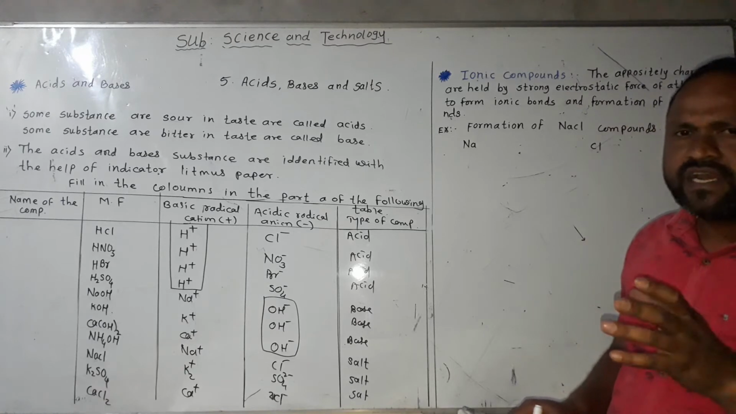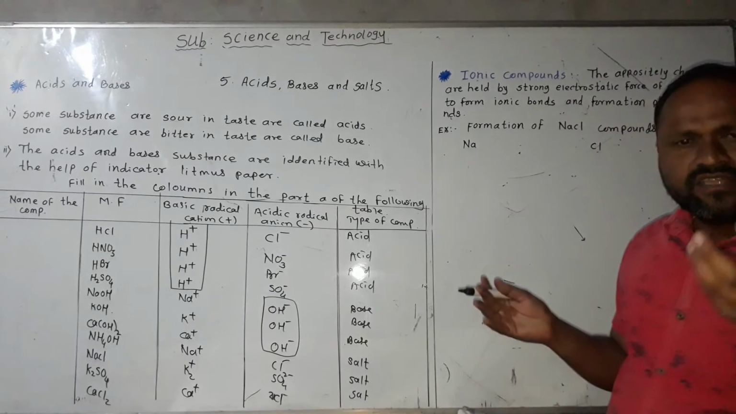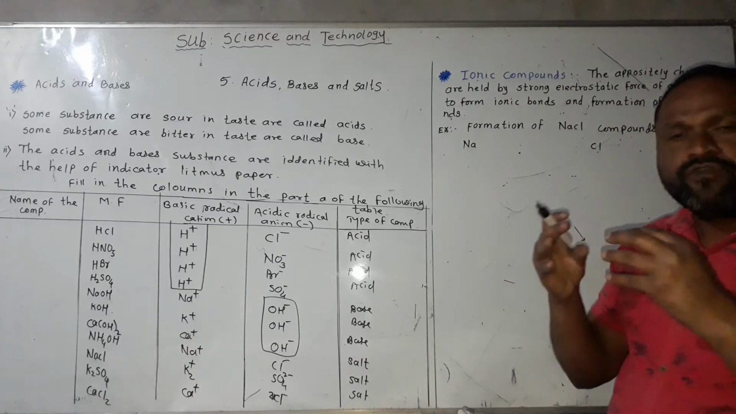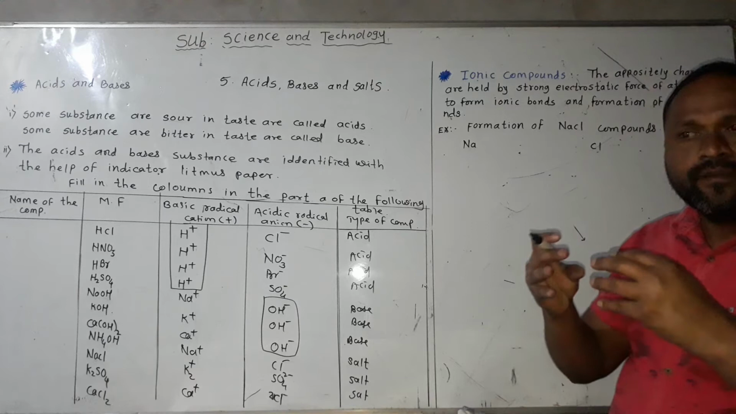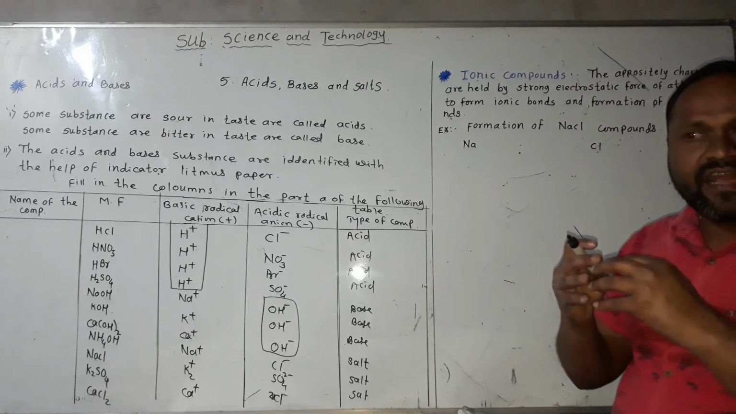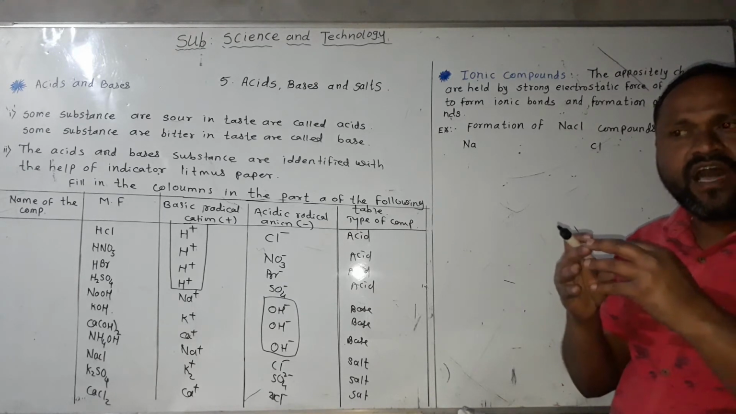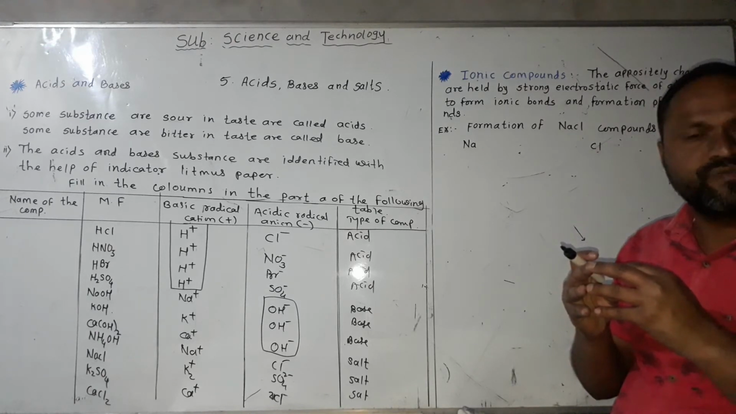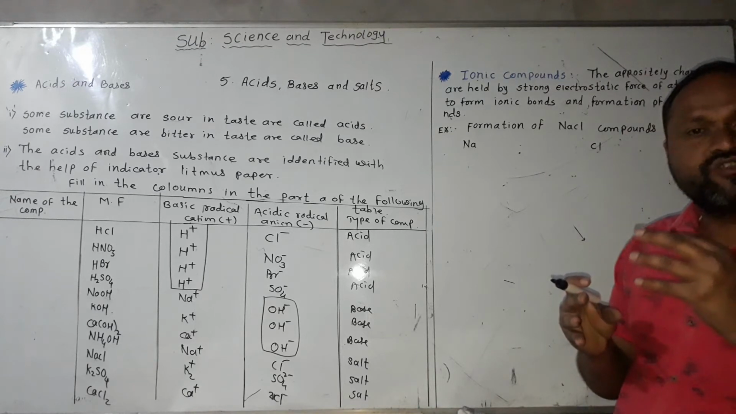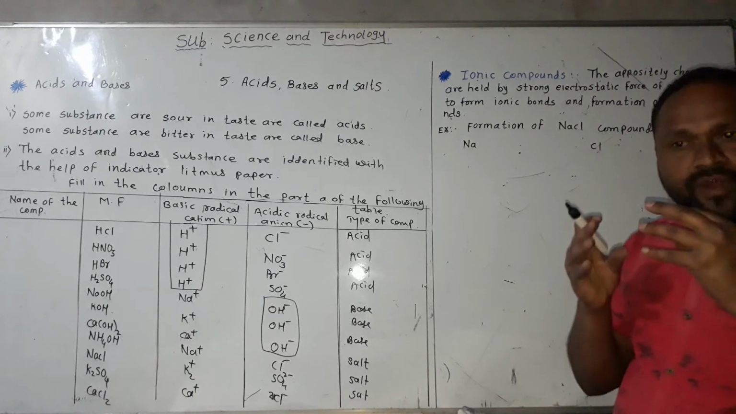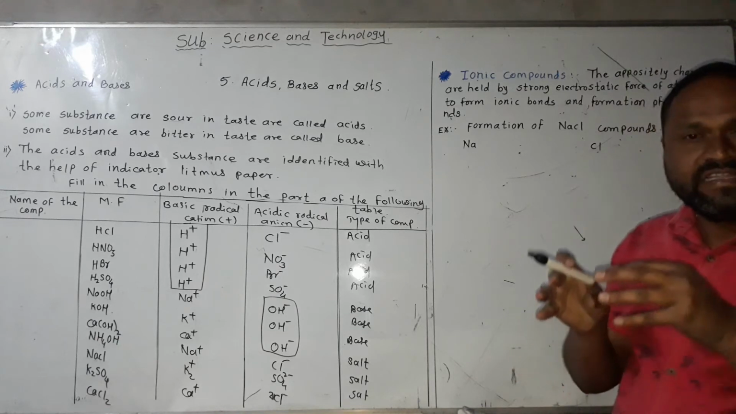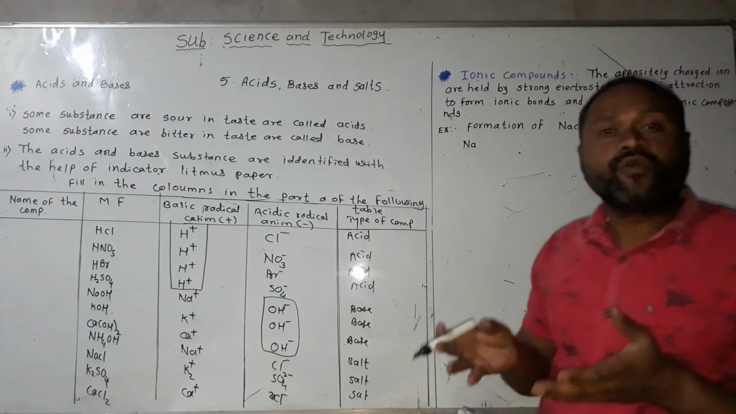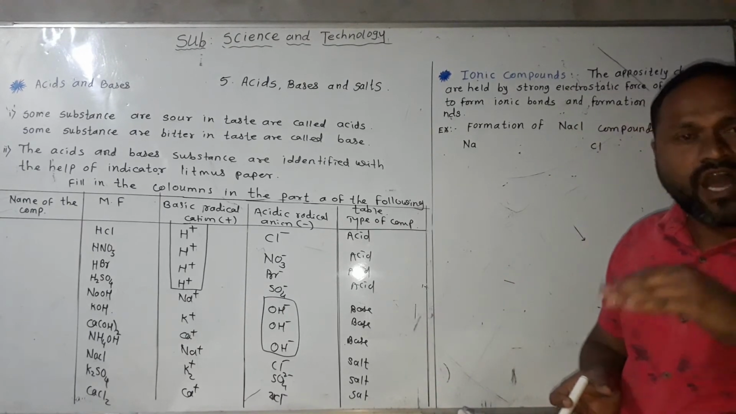Basic radical means cation and acidic radical means anion. The cation and anion join and meet each other. At that time the cation and anion are held together by a strong electrostatic force of attraction between the two opposite charges, forming different types of compounds. Compounds formed from charges are also called ionic compounds.